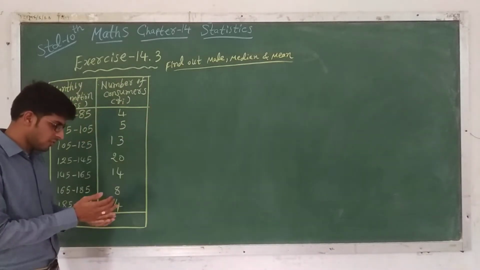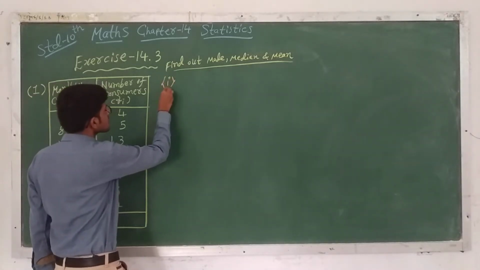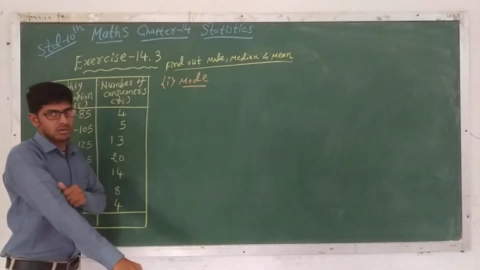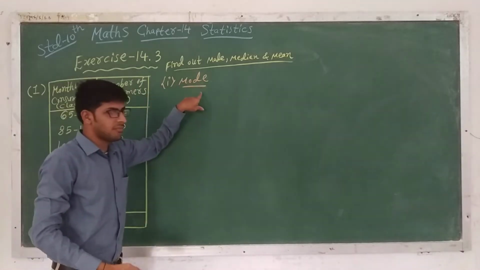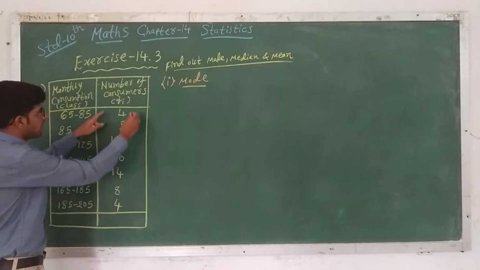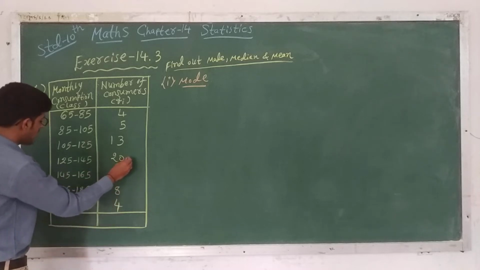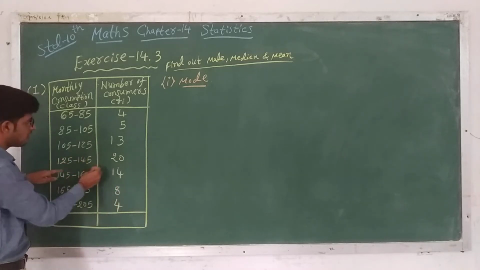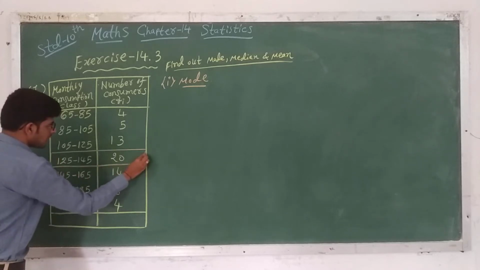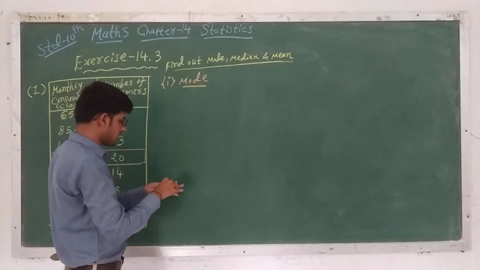So first of all, we have to find mode. First, write down mode. For mode, first of all, we have to find out the modal class. So first of all, we have to check the highest frequency. The highest frequency is 20, so 125 to 145 is the modal class. Here the maximum frequency is 20.